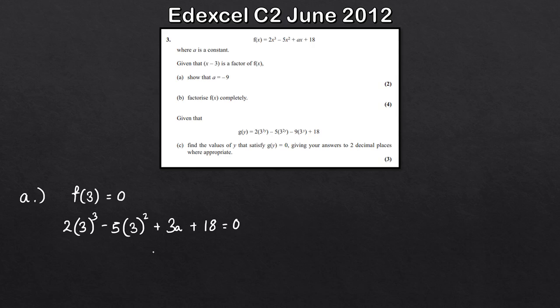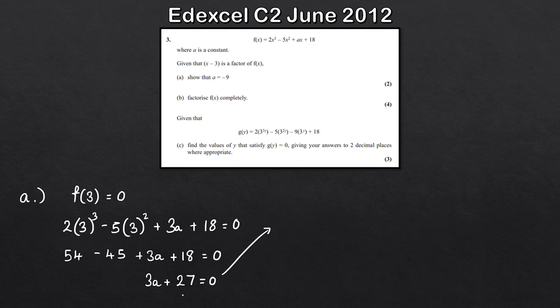And all I need to do now is essentially just solve for a. And what we should find is that a is equal to minus 9. So 3 cubed is 27. Times that by 2, we get 54. 3 squared is 9. Times minus 5 is minus 45. We've got the 3a, and then finally, we've got the plus 18. Okay, and this is equal to 0. Well, 54 minus 45 is equal to 9. Plus 18 gives us 27. So we get 3a plus 27 is equal to 0.